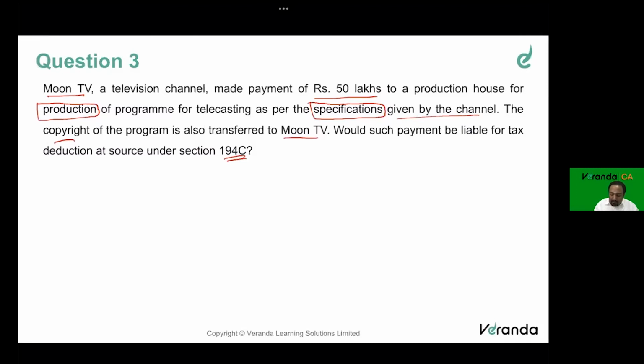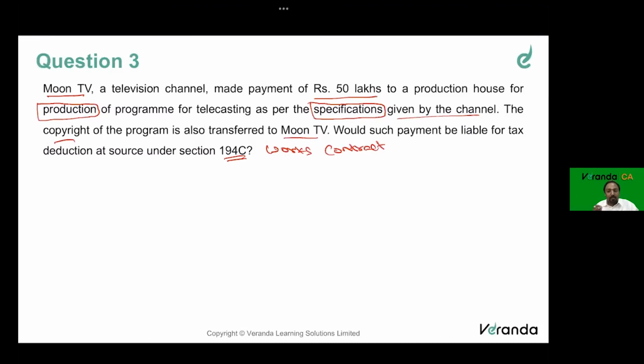So what is 194C? It is works contract, typically for contracts. If there is a contract, then 194C is applicable: 1% in case of individuals and HUF, 2% in case of any other assessees. Now, what is a works contract? Basically, a works contract is any contract awarded to someone. Now, there are a couple of interesting exceptions to this works contract.